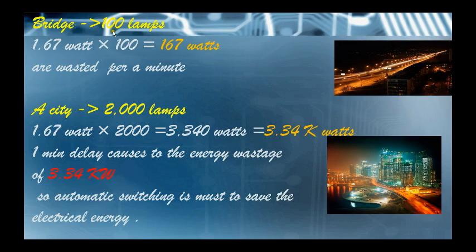Let us consider a bridge with 100 lamps. So 1.67 times 100 equals 167 watts. So 167 watts are wasted per minute over the bridge. Now let me consider a city with 2000 lamps. 1.67 watts times 2000 equals 3340 watts, almost 3.34 kilowatts. So a 1 minute time delay causes an energy wastage of 3.34 kilowatts. So the answer is that automatic switching is a must to save electrical energy.